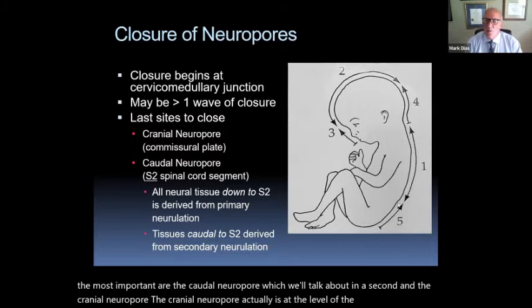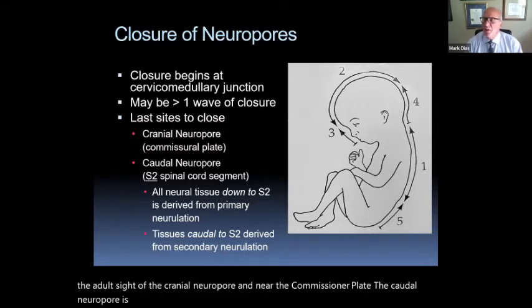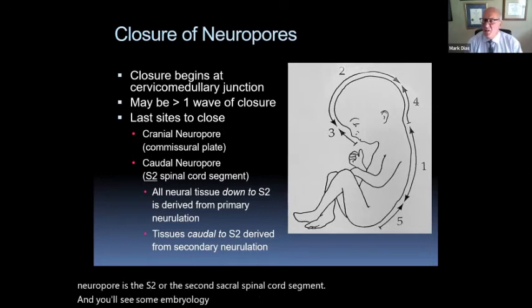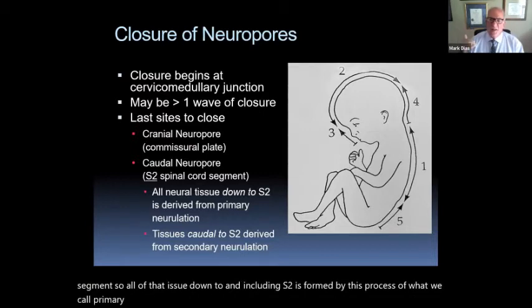The caudal neuropore is the S2, or the second sacral spinal cord segment. And you'll see some embryology texts talk about L2, that's incorrect. It's the second spinal cord segment. So all of the tissue down to and including S2 is formed by this process of what we call primary neurulation. Anything caudal to S2 is derived from secondary neurulation, which is a different process.